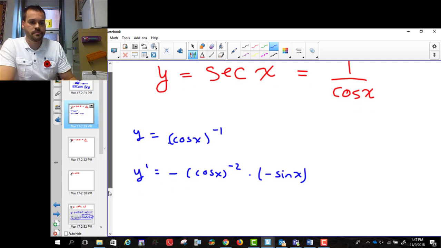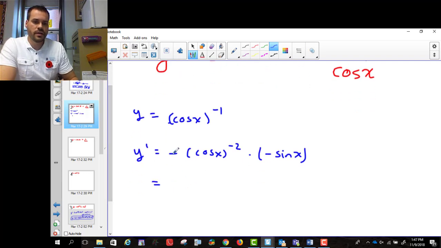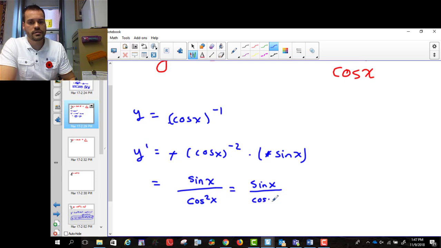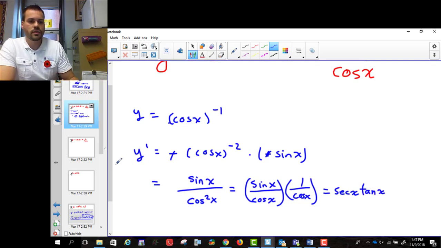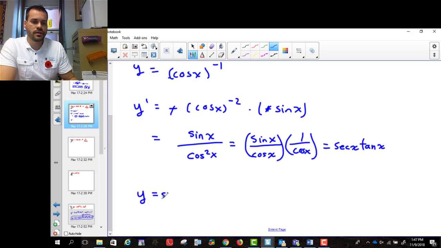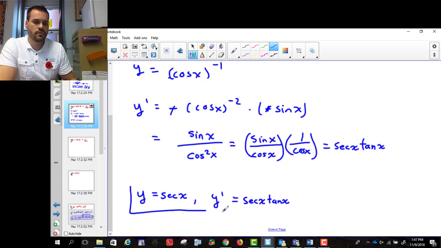So what happens is we end up with this negative and this negative canceling, and we end up with sine x on the top and cosine squared x on the bottom. And all I'm going to do is write that as sine x over cosine x and 1 over cosine x. Okay? And then the 1 over cosine x is secant x, and the sine x over cosine x is tangent x. So our conclusion is that if y is equal to secant x, the derivative of that, y prime, is secant x tangent x. All right?